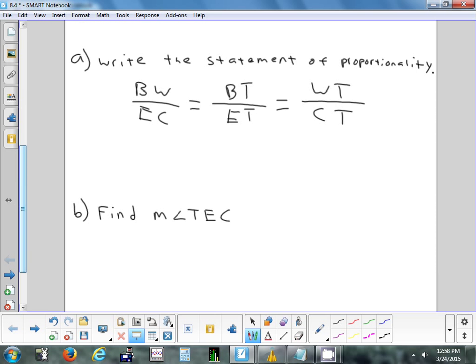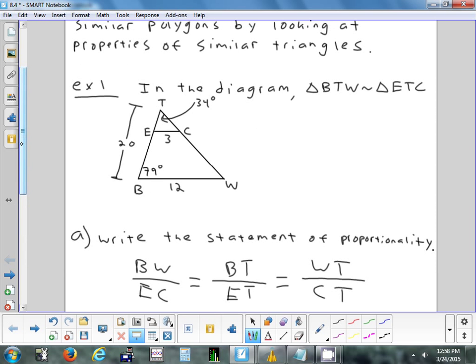Next, find the measure of angle TEC. Remember what Connor told us, all the angles are congruent. So if you know the angle that corresponds to TEC in the big triangle, you've got your answer right there. So Connor, what's the measure of angle TEC? 79. Okay. TEC and TBW, those are corresponding angles, so they're both 79.